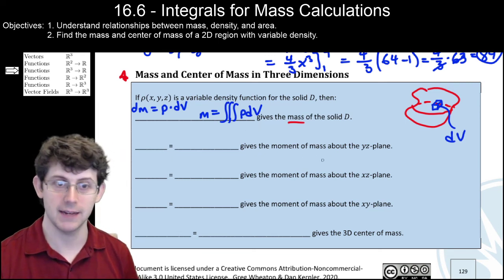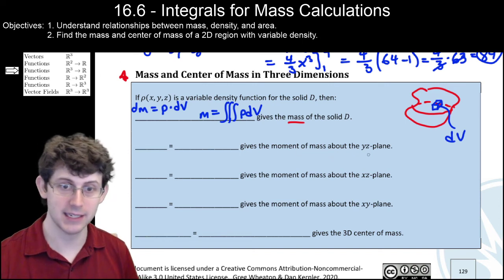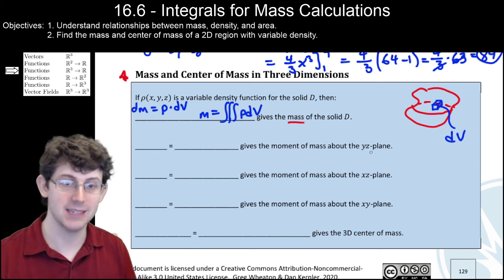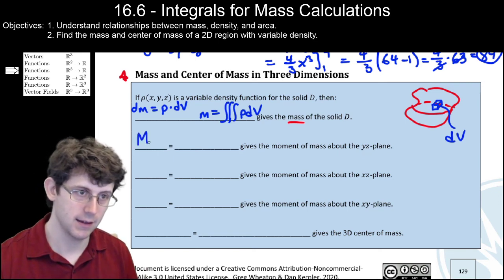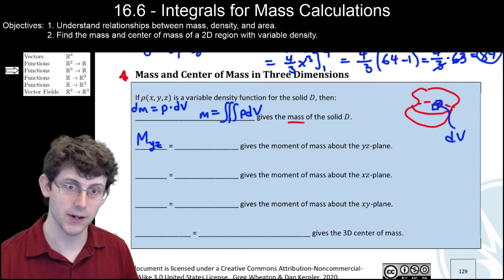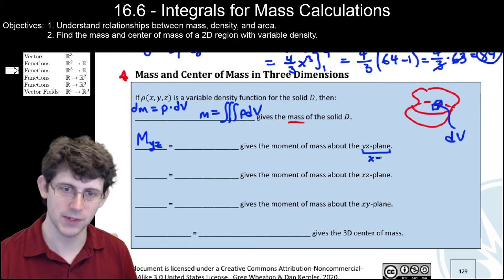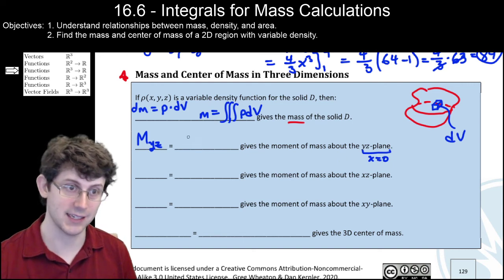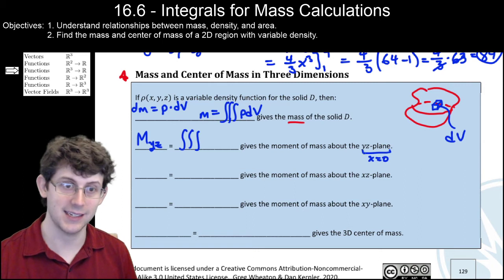Nice. Okay. There will be a whole bunch of different moments. How do you get away from the yz plane? To get away from the yz plane, you just make x something other than 0, because this is x equals 0. So how far away are you from the yz plane? That's called x. So the moment is you multiply x times the mass.